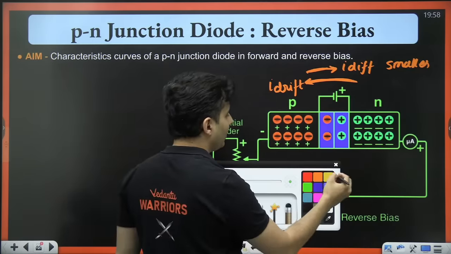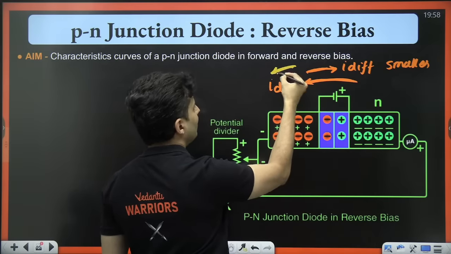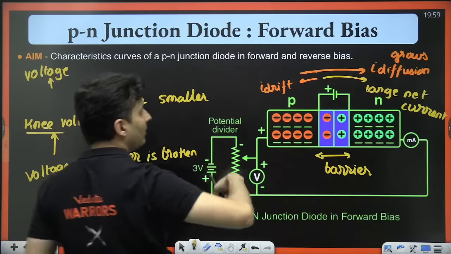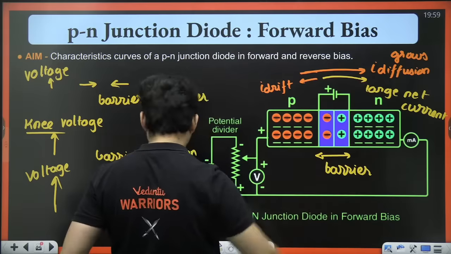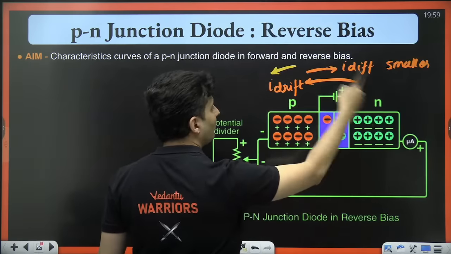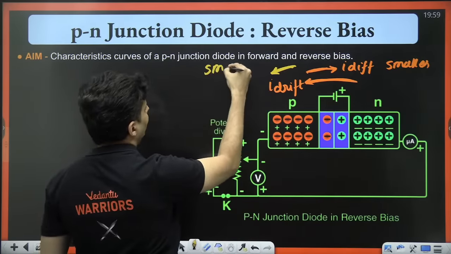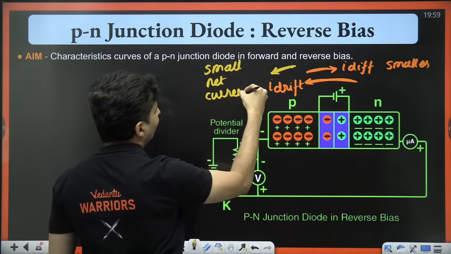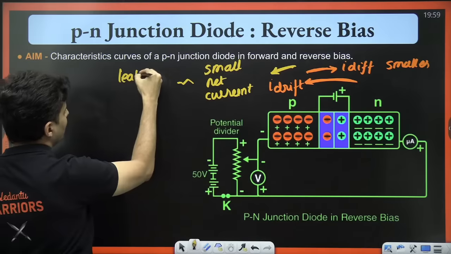That's the reason why you will see that there is a net current in the drift direction, in the opposite direction. Remember, in forward bias, it was from positive to negative, P to N. In reverse bias, it is from N to P. So there is a small net current. Often this current is so small, it is also called the leakage current.